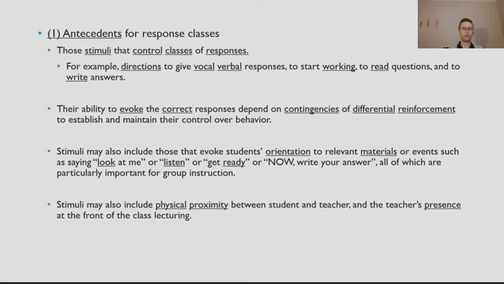Now, stimuli may also include physical proximity between student and teacher, and the teacher's presence at the front of the class lecturing. Okay, so these are all antecedents for response classes. In other words, when assessing a student's difficulty with learning something or their challenging behavior, there are antecedent stimuli in the classroom or in other contexts that either control the behavior or have weak control over the behavior. And so you can assess those stimuli in your assessment.